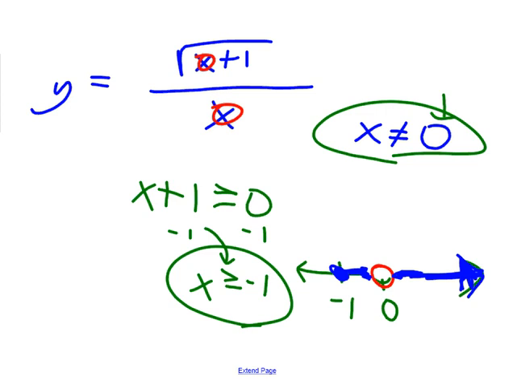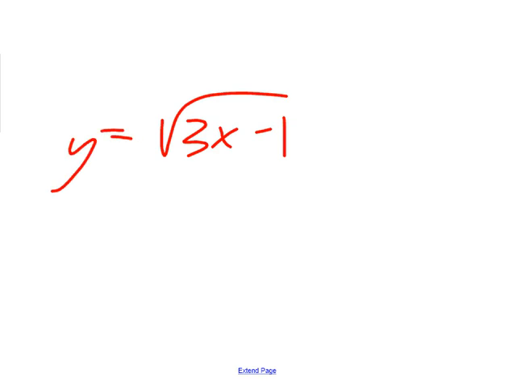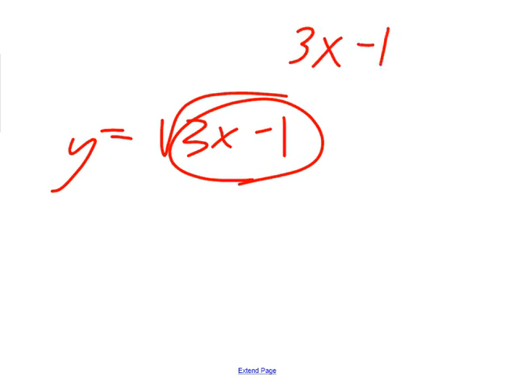That's as complicated as those can get. Here's a little more simple one. What's the domain? Well, you say what's underneath here has to stay positive. So 3x minus 1 has to be greater than or equal to 0. And then you solve it. That's how you get those kind of domains.